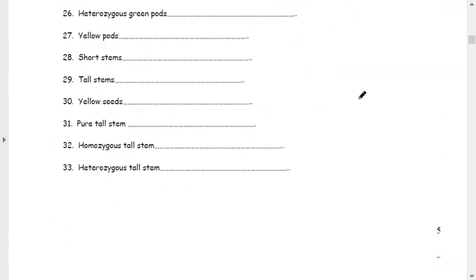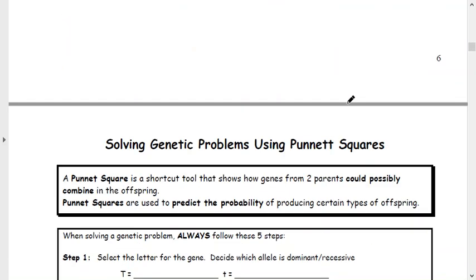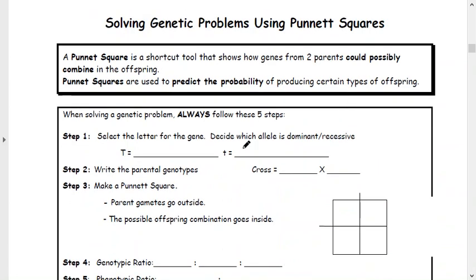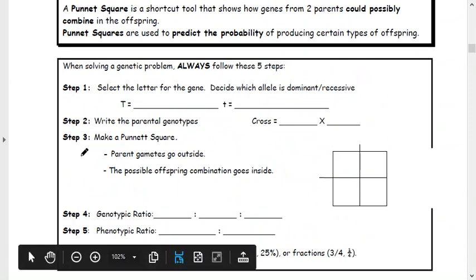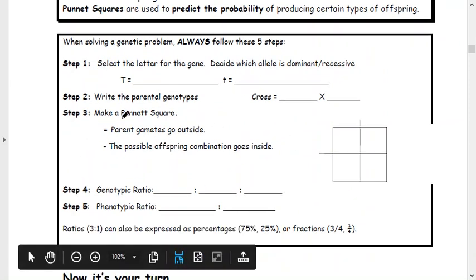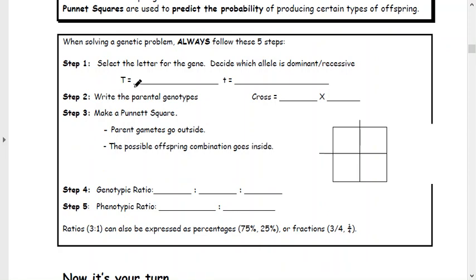So I'm going to skip all the way down to page 7. And this is just some more practice using Punnett squares. So let's do a quick example together. Let's talk about tall or short in Mendel's pea plants. So in Mendel's pea plants, tall was dominant. So we'll use the letter T for that. So capital T is for tall, lowercase t is for short.